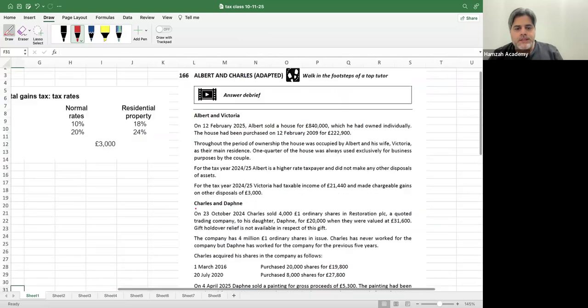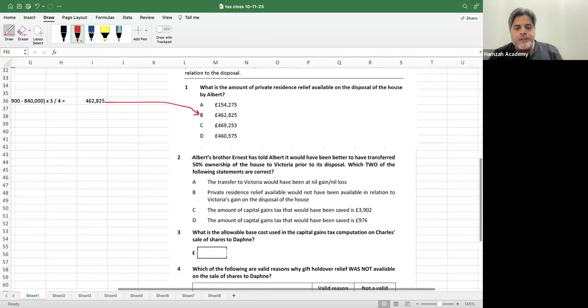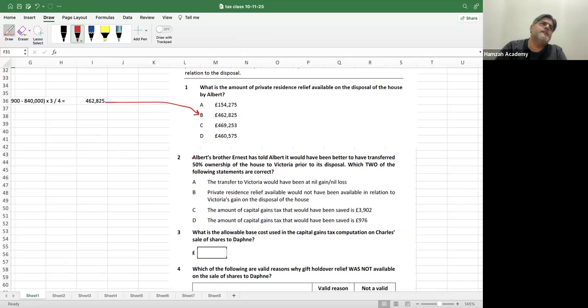Now, the second part. Albert's brother Ernest has told Albert that it would have been better to have transferred 50% of the ownership of the house to Victoria prior to disposal. Which two of the following statements are correct over here? So technically speaking, his brother has advised him that if he would have transferred 50% of the ownership to Victoria, then what would have happened? Number one, the transfer to Victoria would have been at nil gain or nil loss over here.